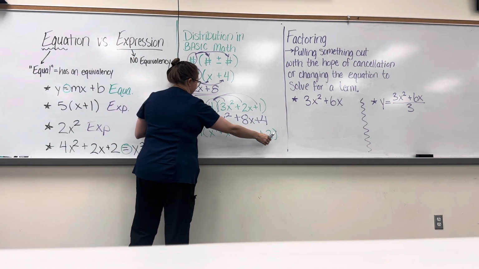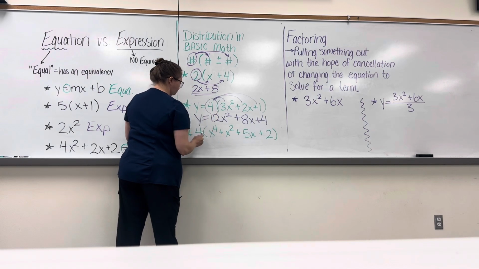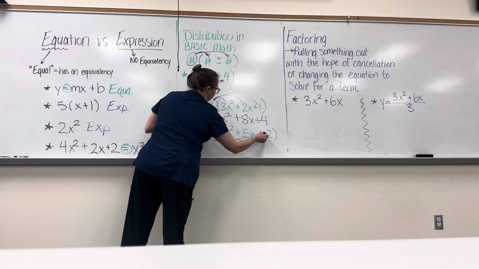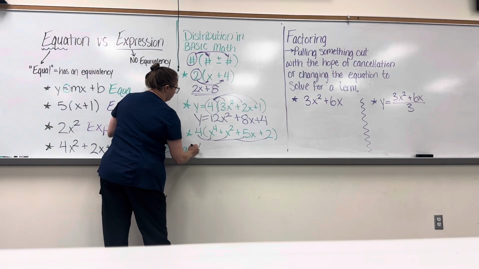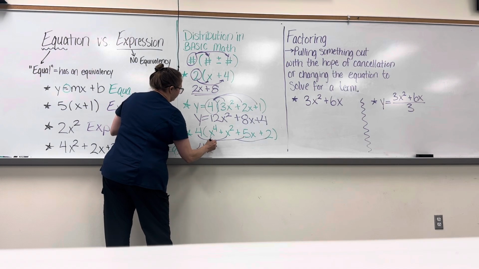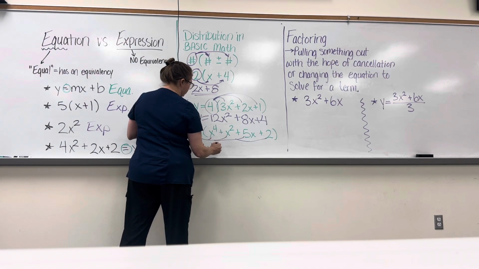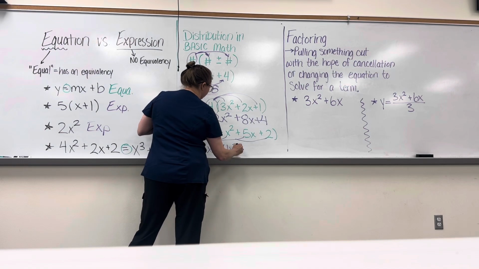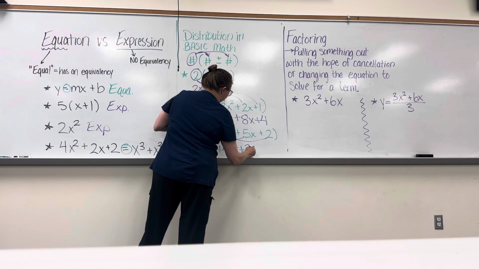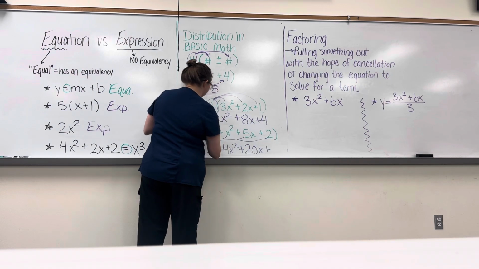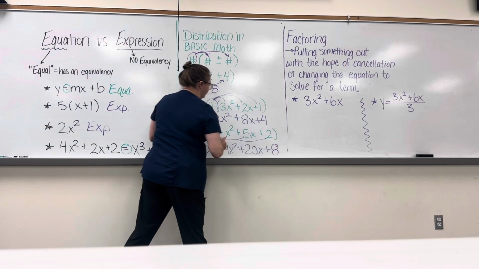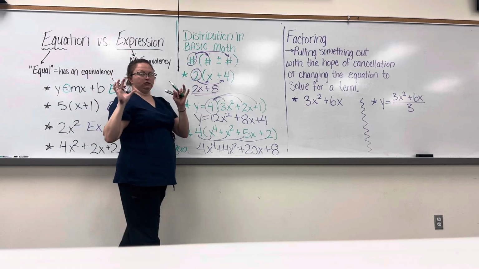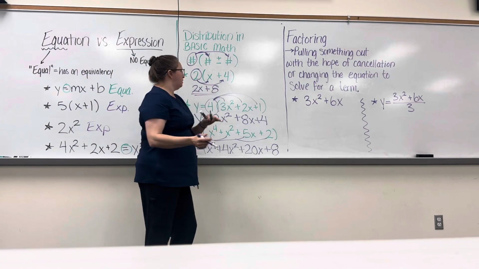Down here, this is an expression, right? No equal sign. We're going to distribute this number all the way through all 4 of these terms. We're going to get 4x to the 4th plus 4x squared plus 20x plus 8. You're distributing it through. And when you distribute, it's multiplication. You're multiplying each term by this number.